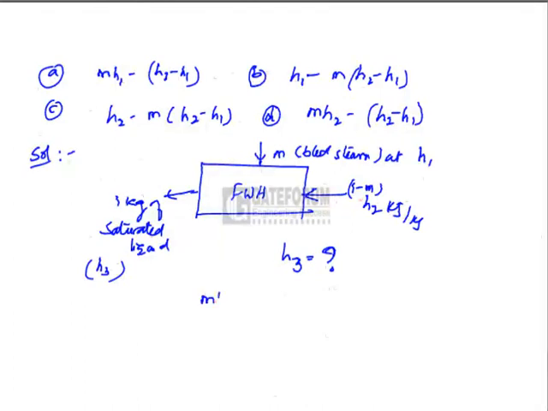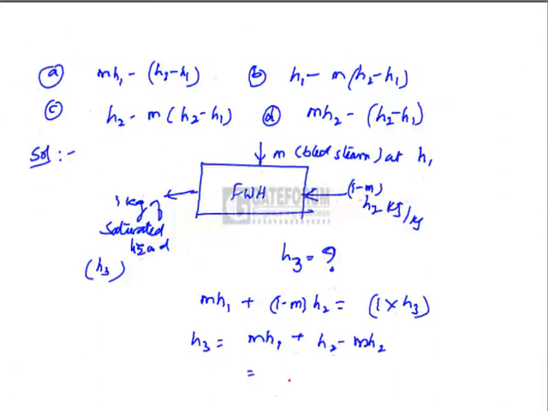Writing the energy balance, m into H1 plus 1 minus m into H2 is equal to 1 into H3. Therefore H3 is equal to mH1 plus H2 minus mH2, that is H2 minus m into H2 minus H1. Answer is C.